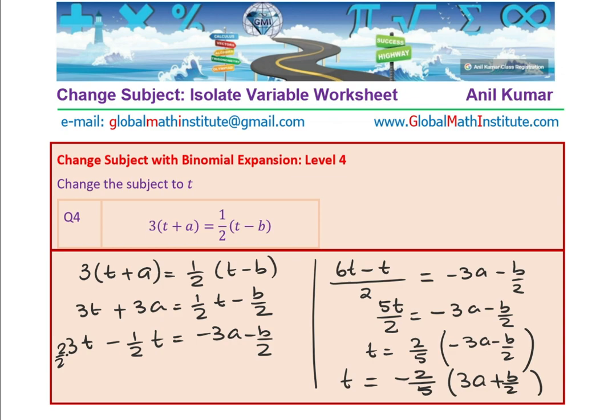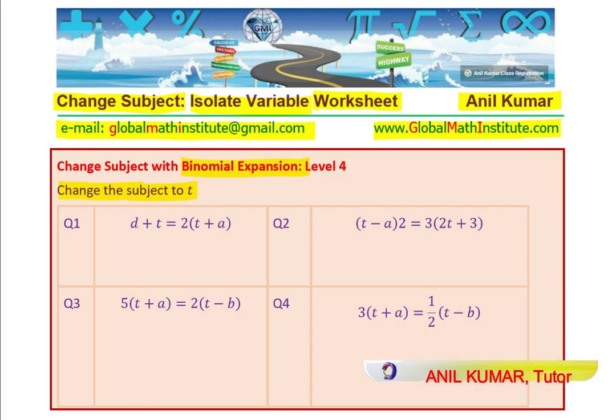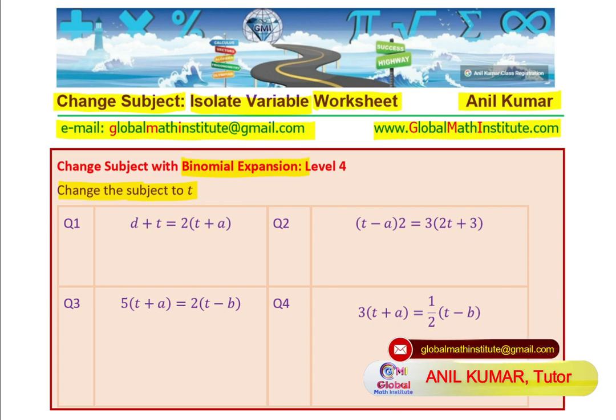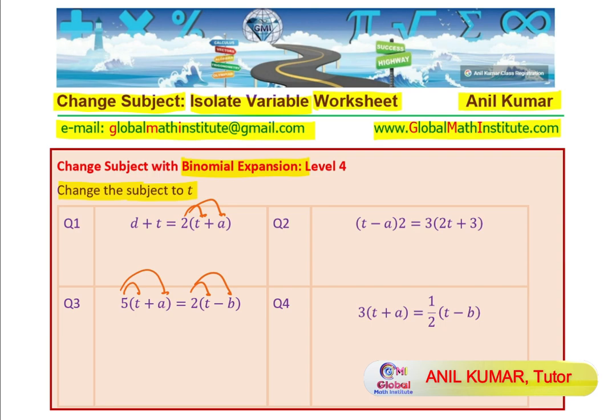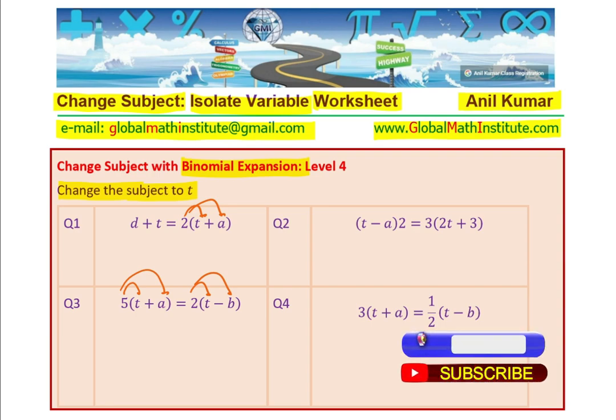So you can see in this particular case, all the 4 examples have been solved, and the common feature was that we were expanding using the distributive property, right? So do you see that part? That was important. Once you do that, then we combine the like terms, isolate, or change the subject to t. So these are the steps involved.